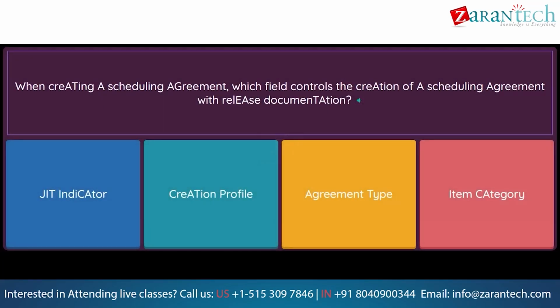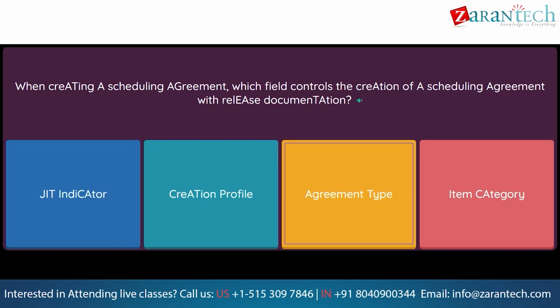Question: when creating a scheduling agreement, which field controls the creation of a scheduling agreement with release documentation? Option 1: JIT indicator. Option 2: creation profile. Option 3: agreement type. Option 4: item category.